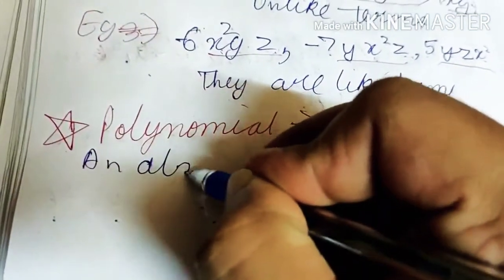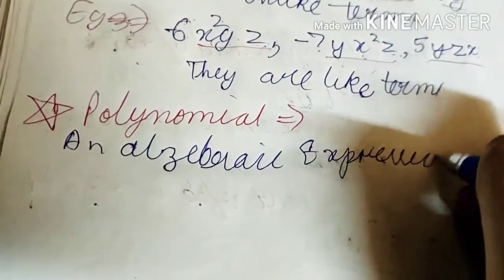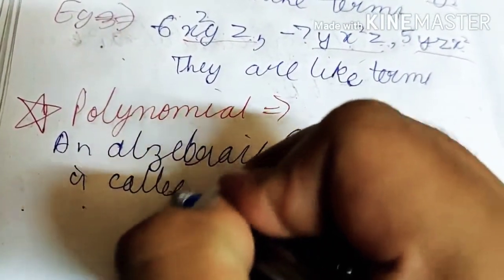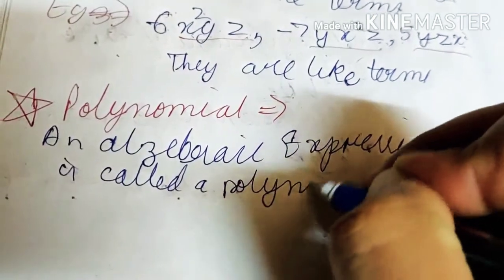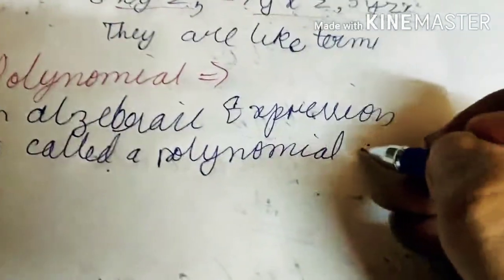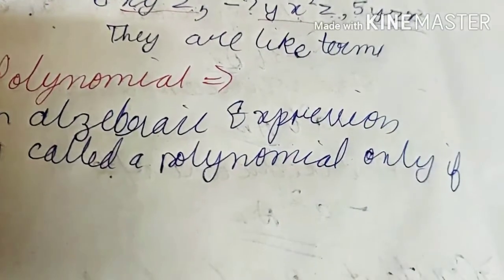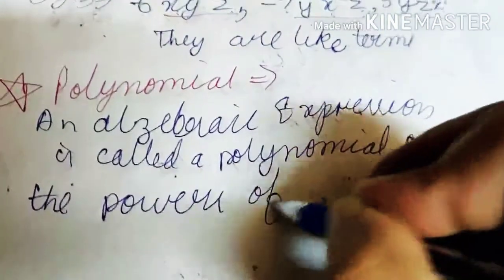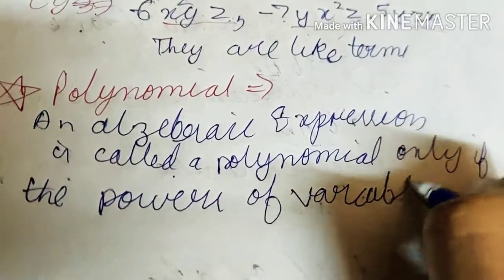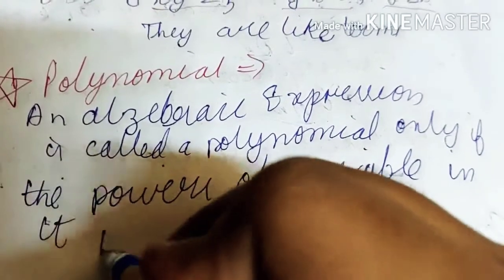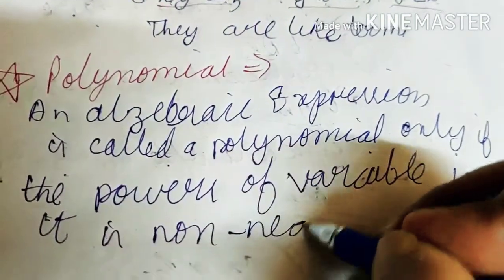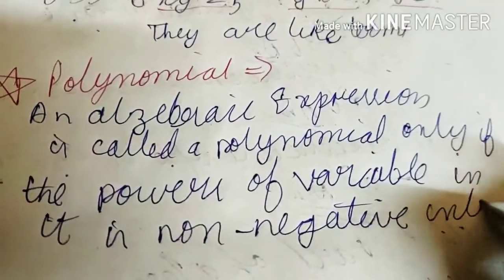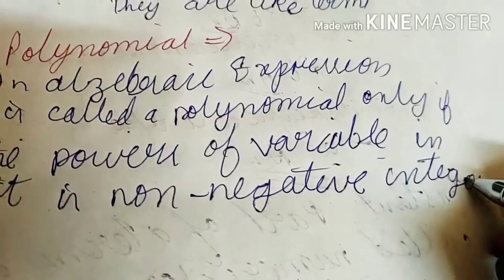Polynomial. What is a polynomial? An algebraic expression is called a polynomial only if the powers of the variables in it are non-negative integers. Non-negative means that the power of a variable should never be negative.